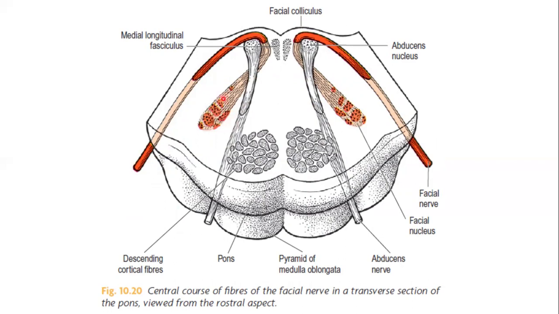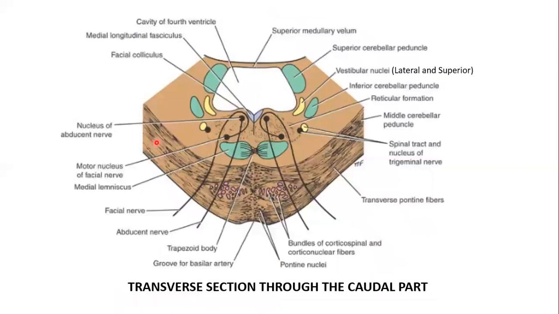This is a transverse section viewed from the above, rostral aspect of the pons. You see this is the facial nuclei, and these are the fibers of the facial nerve going like this. I told you already, this is the abducens nuclei. Here the fibers go upwards and wind around. Here they produce a facial colliculus, going downwards laterally and emerging from the anterior surface of the pons as the facial nerve. So what is neurobiotaxis? This is the trigeminal nuclei, the spinal tract and nucleus of the trigeminal nerve.